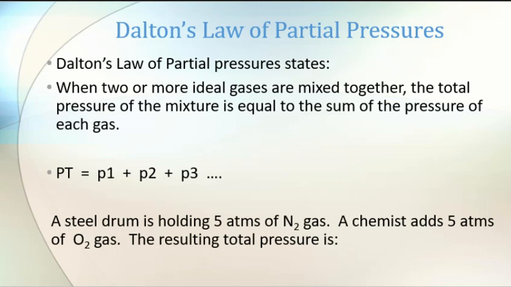Here's our first question. A steel drum is holding 5 atmospheres of nitrogen gas. A chemist adds 5 atmospheres of oxygen gas. What's the resulting total pressure? 10. That was a tough one.